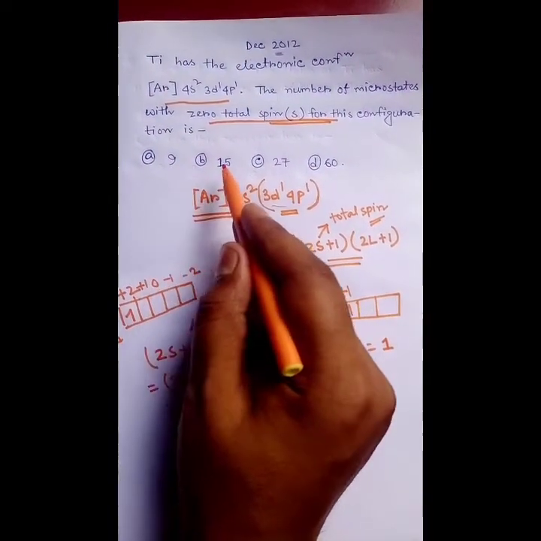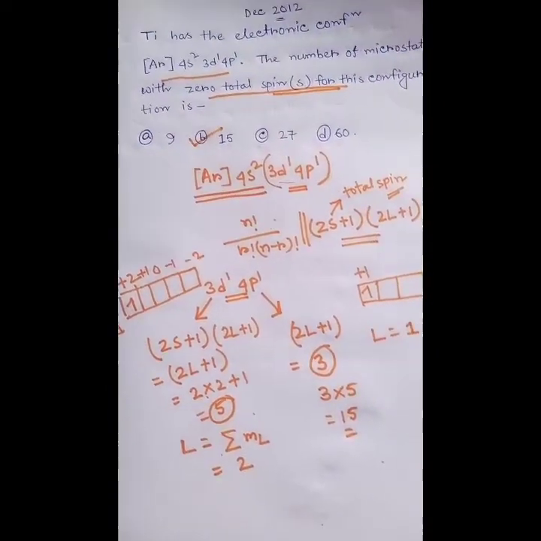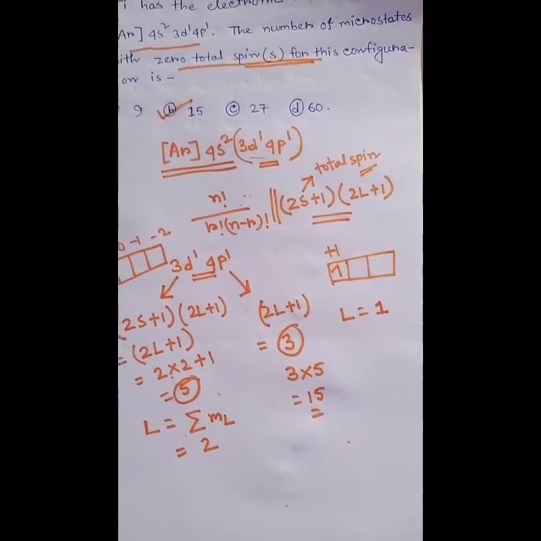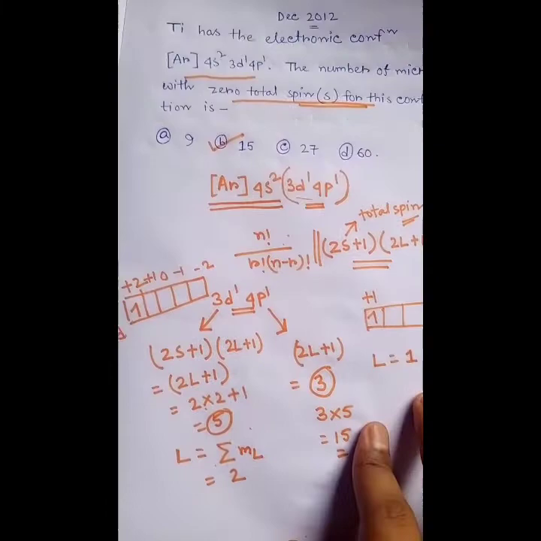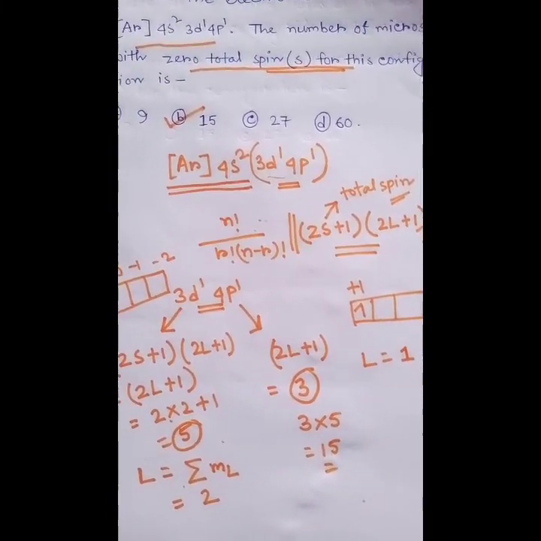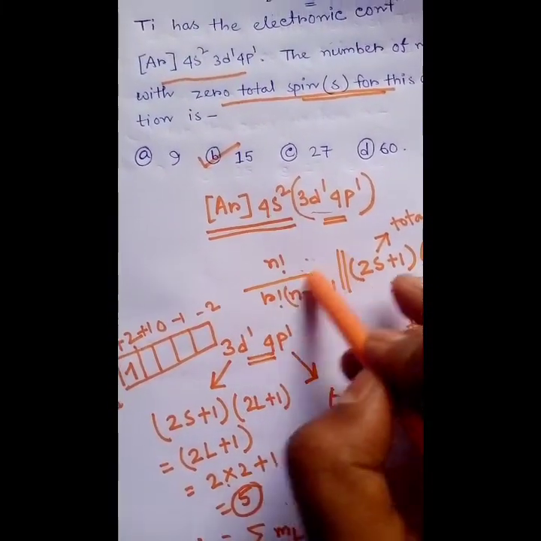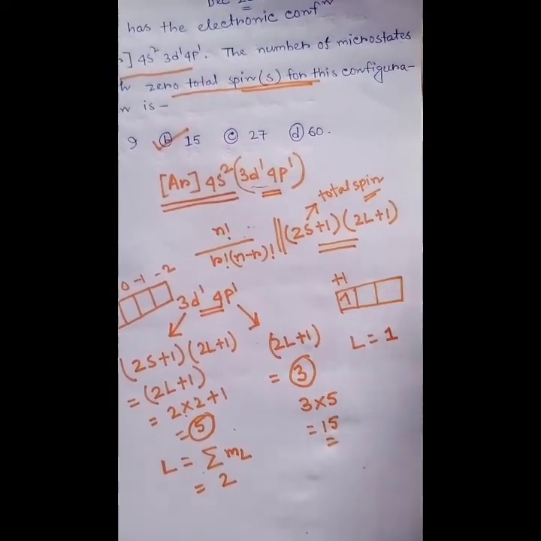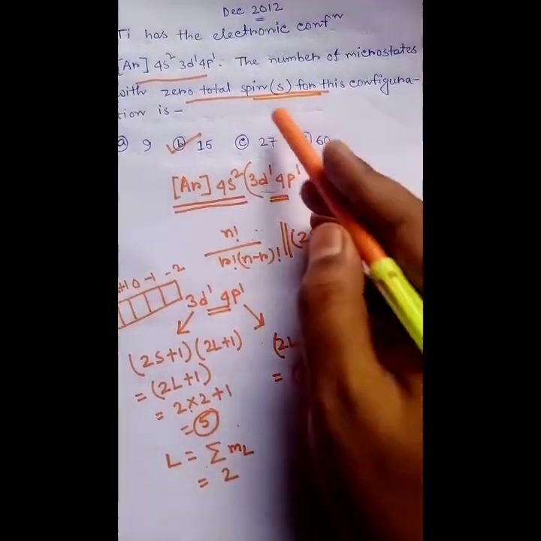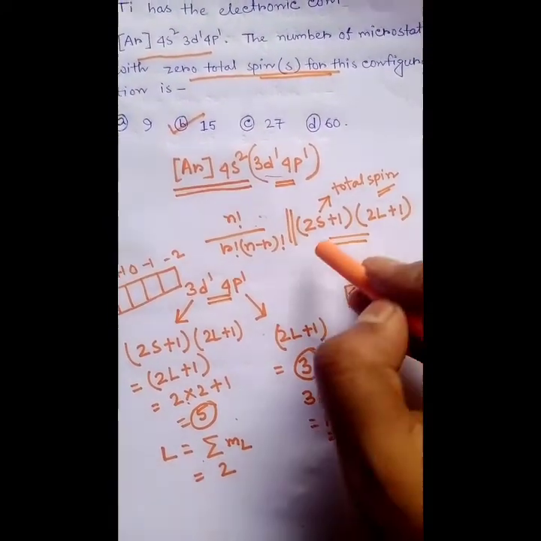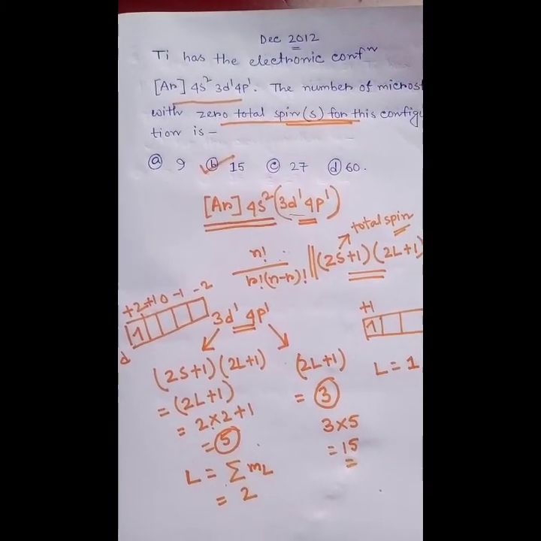So here you can see 9, 15, 27, 64 options are given. The right option is 15. In this way you can calculate the number of microstates using these two kinds of equations. Normally you can simply use the first equation to calculate the total number of microstates, and you can use these other equations where you are given the term, or where the S or L value is given. In that case you have to use this equation. So using these two equations you can find the correct number of microstates.